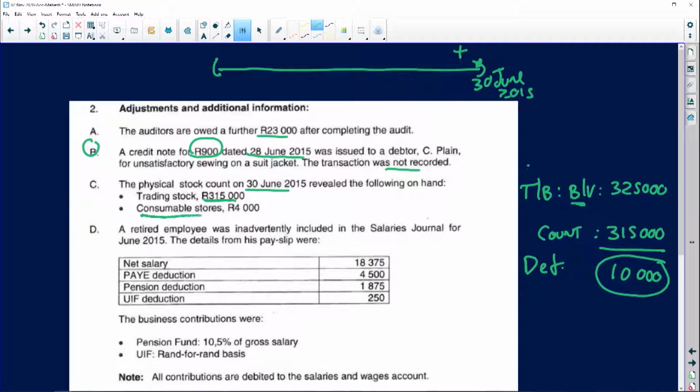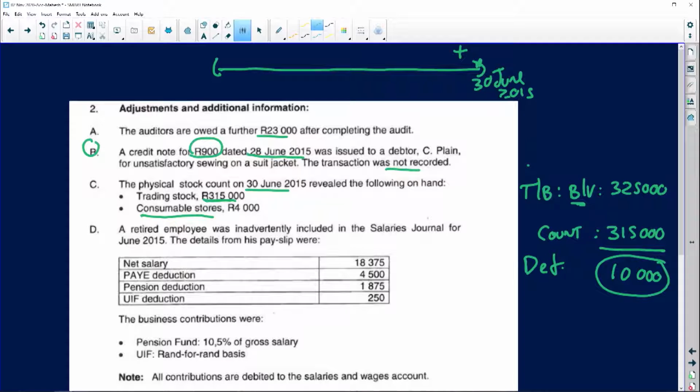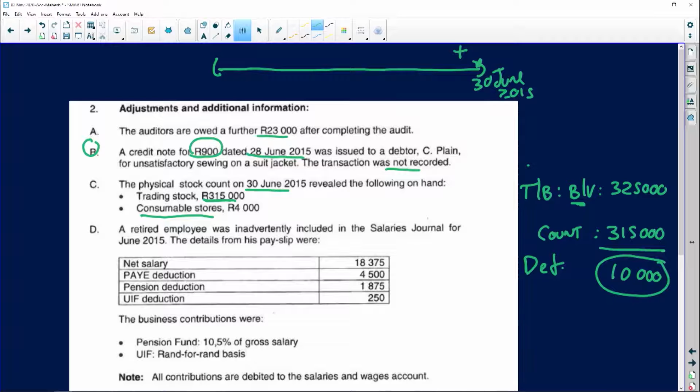Right, now please guys, consumable stores is simply another word for packing material. So please don't confuse this with consumables on hand. So consumable stores, an expense. Right, so if we look at consumable stores, when we physically counted our consumable stores, there's obviously 4,000 Rand worth of consumables on hand.